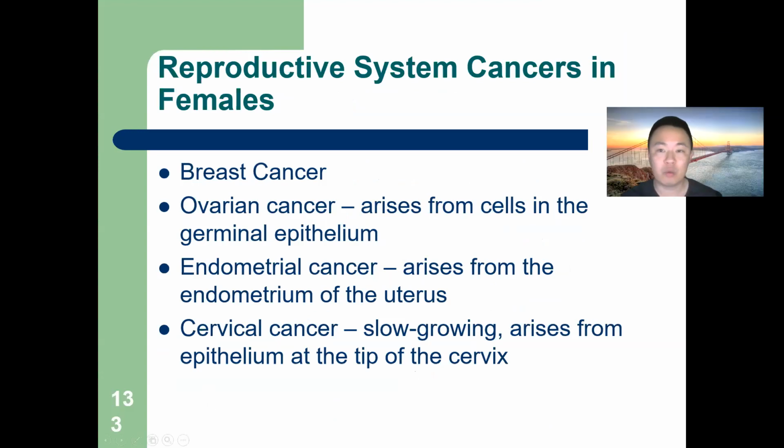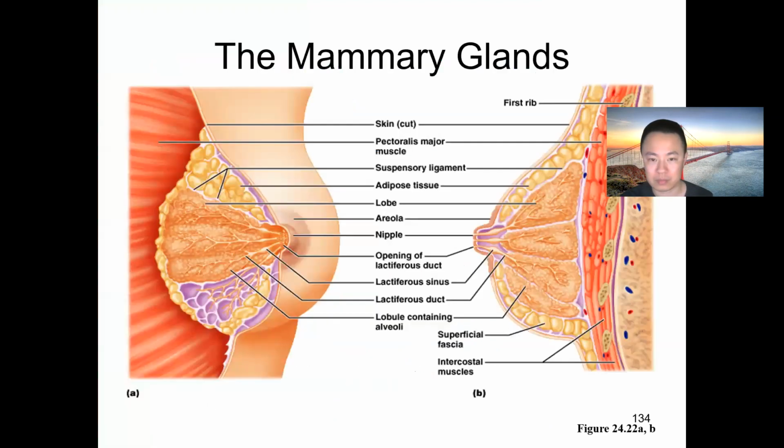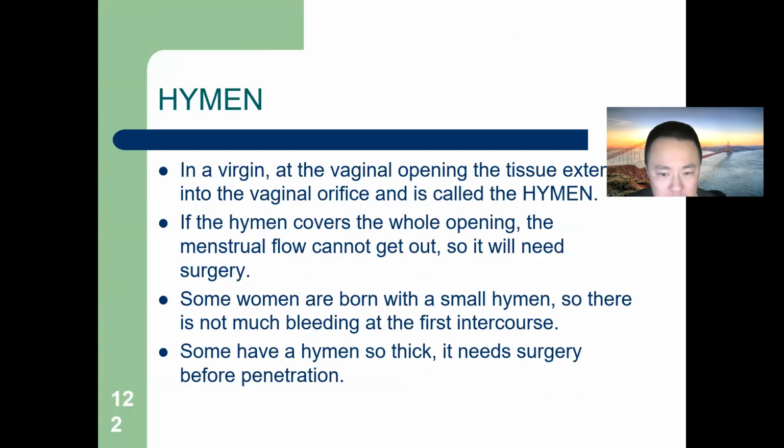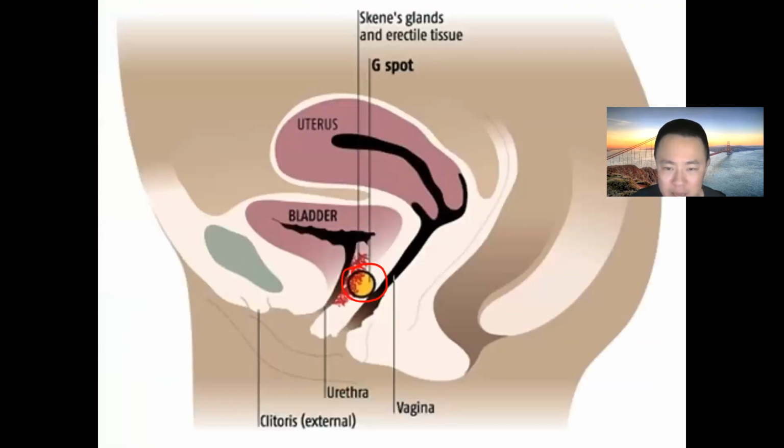Now, different reproductive system cancers for women. Breast cancer is number one. We have ovarian cancer, which arises from cells in the germinal epithelium. We have endometrial cancer, which arises from the endometrium of the uterus. Cervical cancer is slow growing and arises from the epithelium at the tip of the cervix. By the way, for those of you who didn't know, here is the cervix.